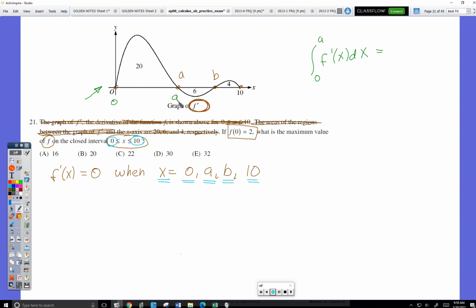That means that integral will have a value of 20. Right. Therefore, I know this. Look over here. F of 0 is 2. So, come on. Michaela said it perfectly. That integral of f prime is showing me how much f changes. So now I know that the value of f at x equals a is 22.